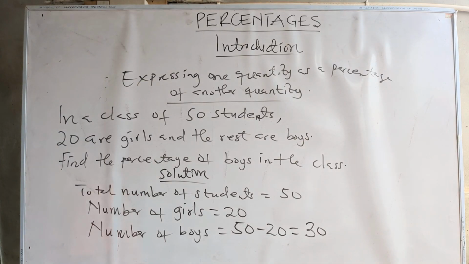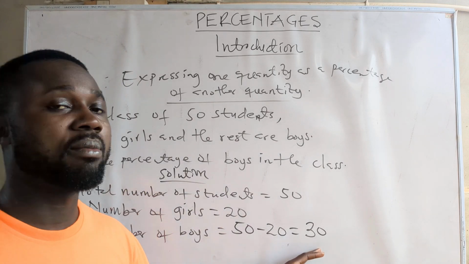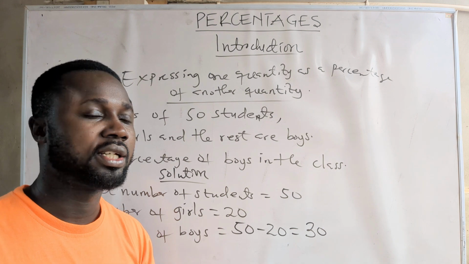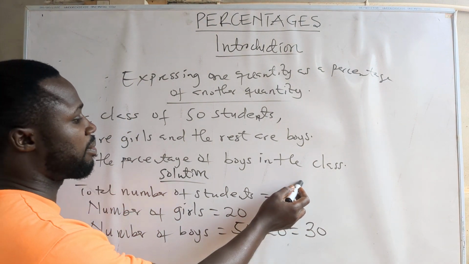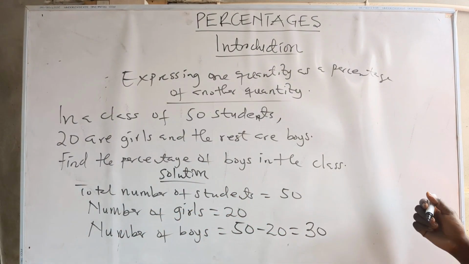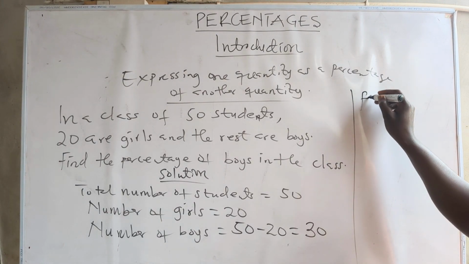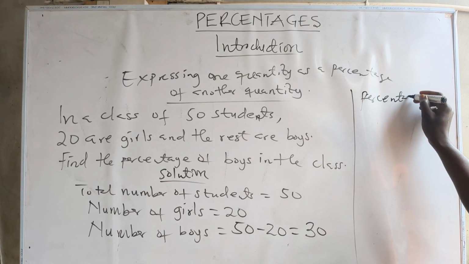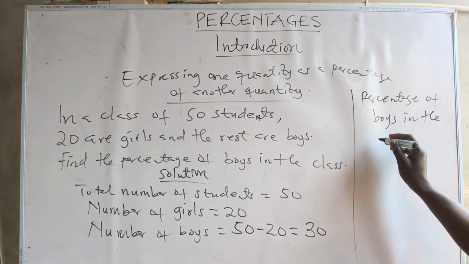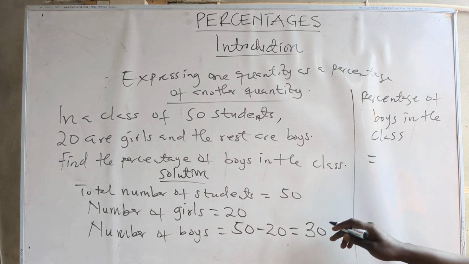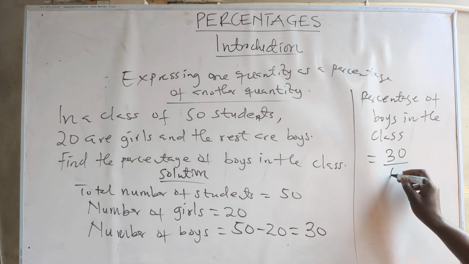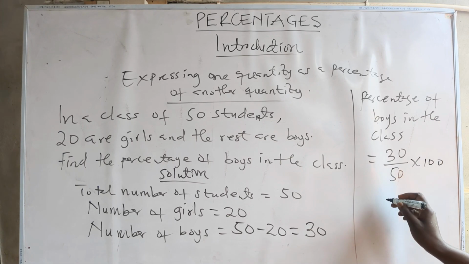Okay, so to find the percentage of boys in the class, we take the number of boys, we divide by the total number of what? Students in the class, and we multiply by 100. Okay, because the total number of students in the class is 100%. So we can say that percentage of boys in the class will be equal to how many boys? 30 divided by the total number of students, which is what? 50. Then we multiply by 100.